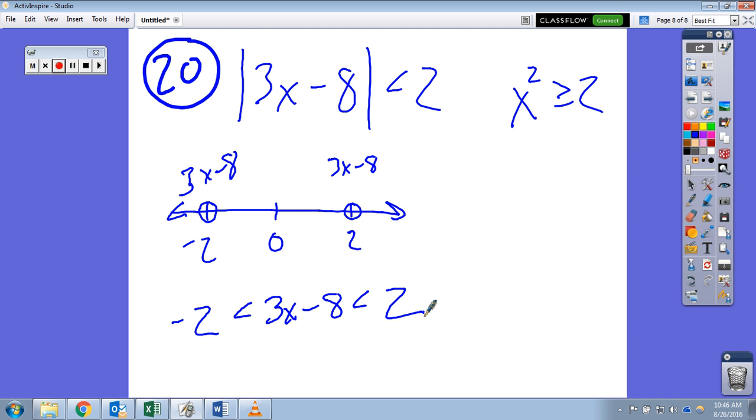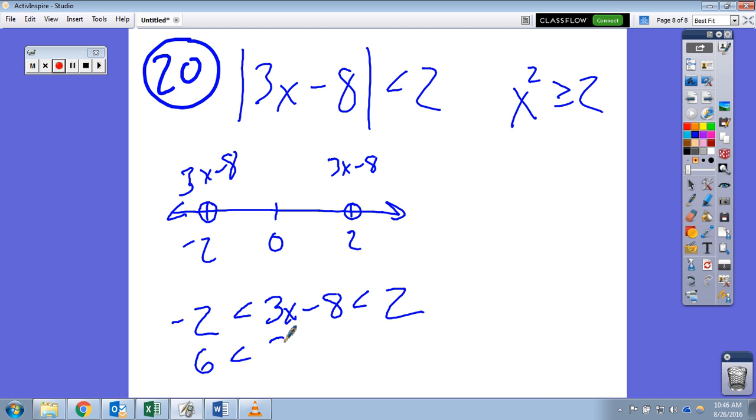What I would do is solve 3x minus 8 is less than 2, and then solve 3x minus 8 is greater than negative 2, then put in the values and figure out where it is. You just do it and see which one works. But thinking of distance from 0 is the simple way to think about it. I think this is the easy way to do it. Very logical.